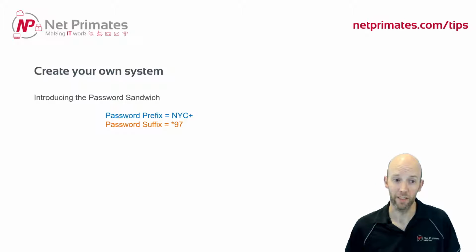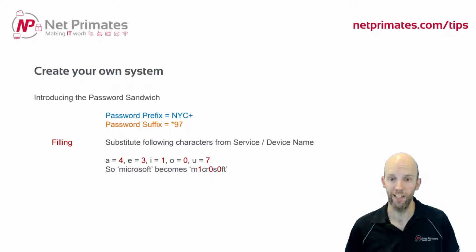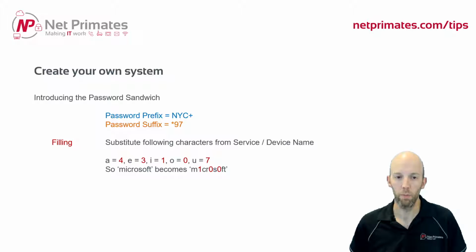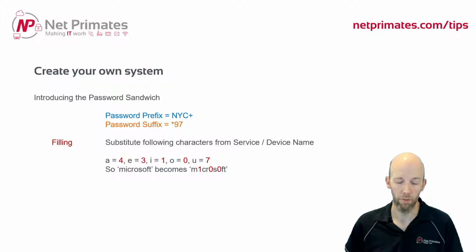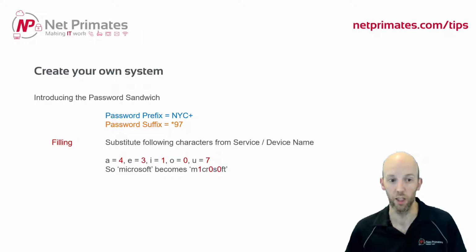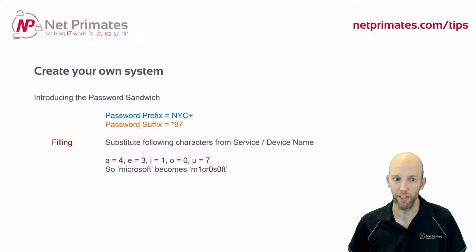So now I've got my prefix and my suffix, we're going to work on the filling for our sandwich. And I've got a simple process for this. What I'm going to do is consistently substitute characters from whichever service or device I'm logging into with some numbers. I've chosen the vowels because they're the easiest to remember, and I've done them with replacing them with numbers that look similar, but ultimately you could absolutely make this random, or do yourself a little cheat sheet with your very own kind of codec, I suppose.